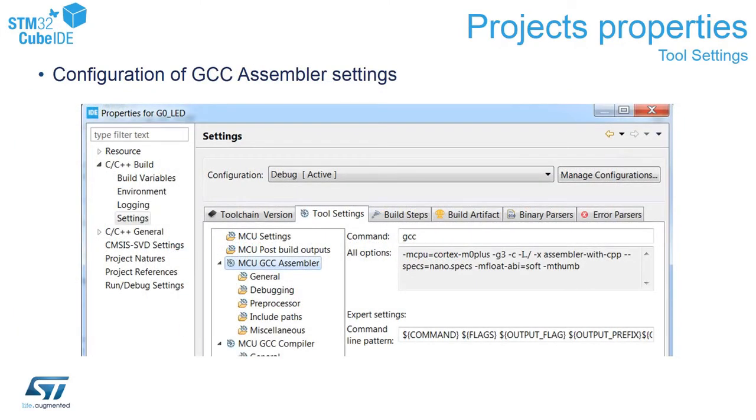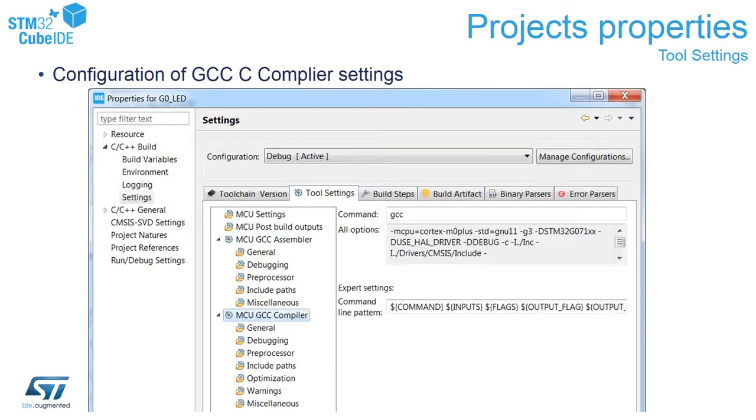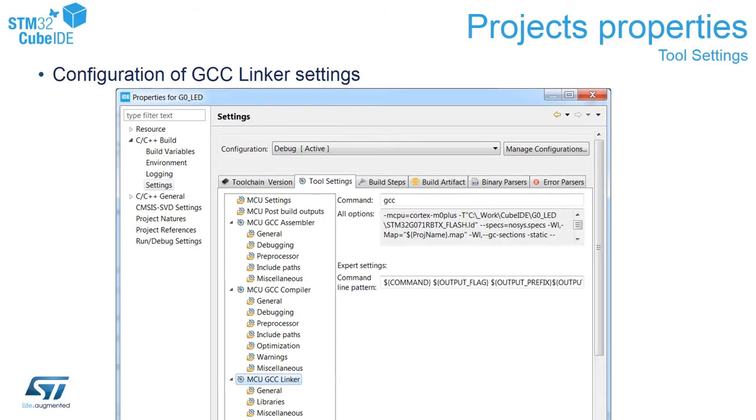Within tool settings, you can also configure the assembler, C compiler, and linker, which are used to build your application. This is the place where you can specify the optimization level. You can specify some additional definitions which are used within the preprocessor, some additional include paths, or some other components which are used by the compiler, linker or assembler.